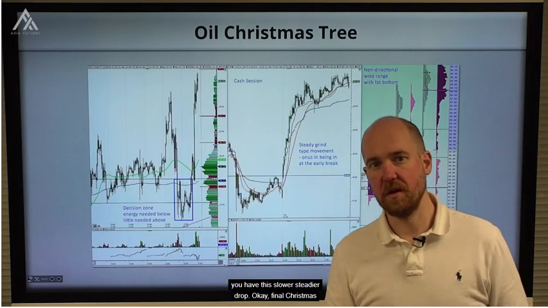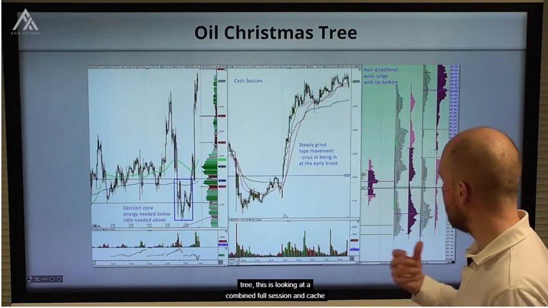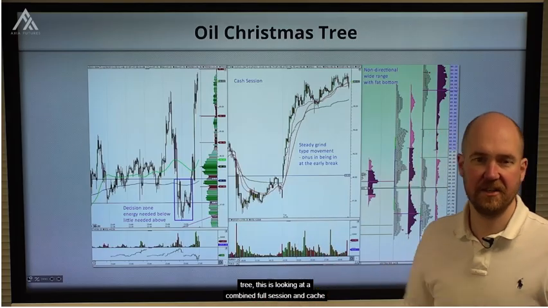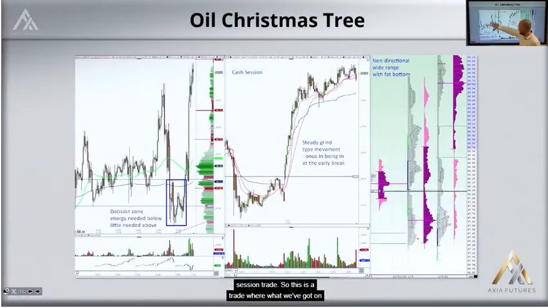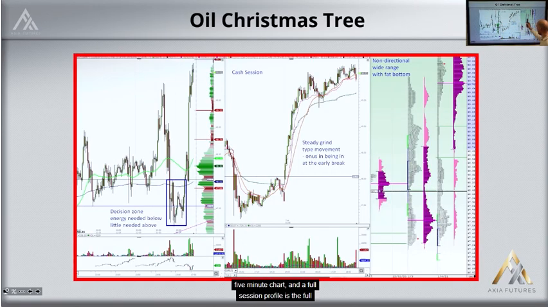Okay, final Christmas tree. This is looking at a combined full session and cash session trade. So this is a trade where what we've got on the screen is a full session hourly chart, a cash session 5-minute chart, and a full session profile. And it's the full session profile that gives you this sort of Christmas tree shape.